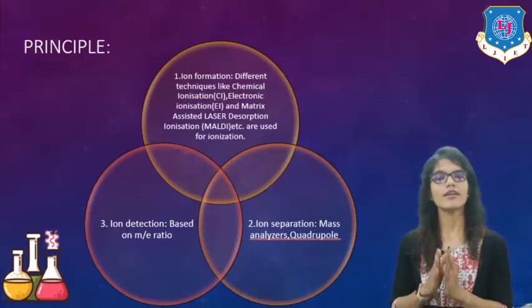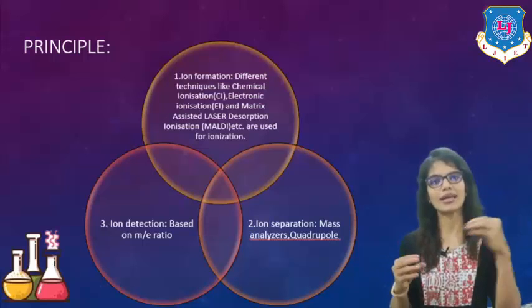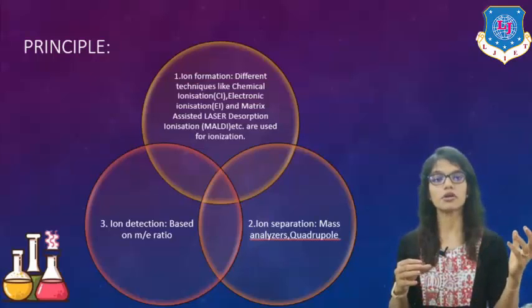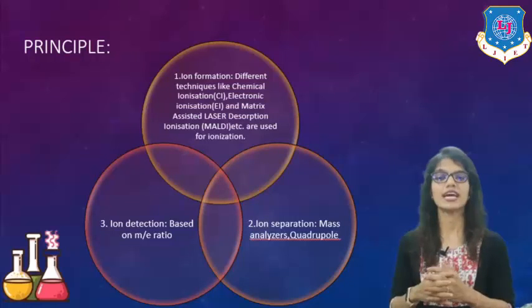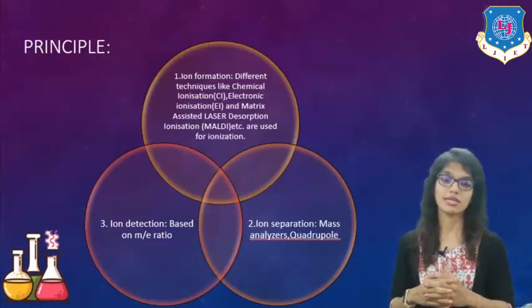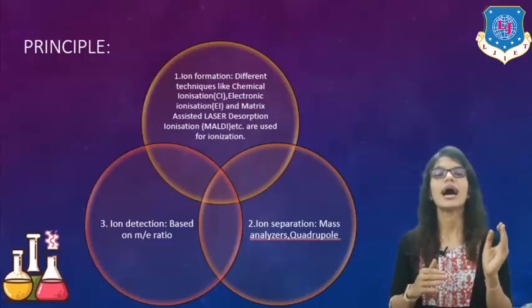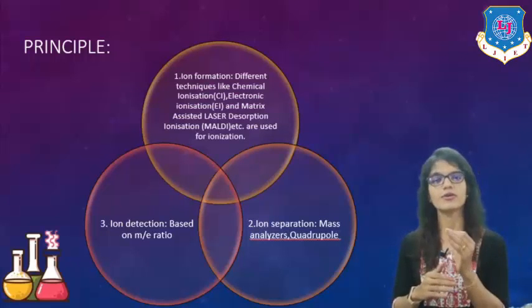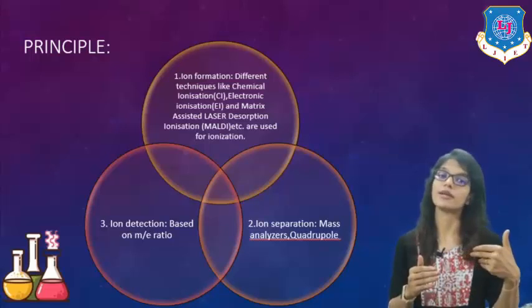Okay? So for ion formation, we will have different techniques like chemical ionization. So we will bombard our compound with some other particular chemical. We have electron ionization. That means we will bombard our compound with high speed electrons. Along with that, we have here MALDI. What is the meaning of it? Matrix assisted laser desorption ionization. That is MALDI. That is one technique to ionize a compound. So after the formation of ions, what will we do? We will do the separation of the ions.